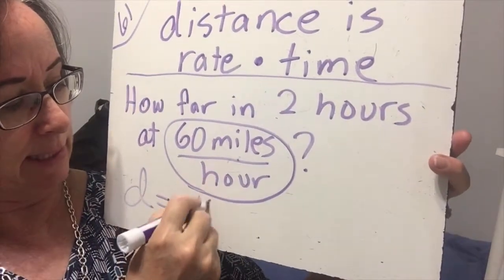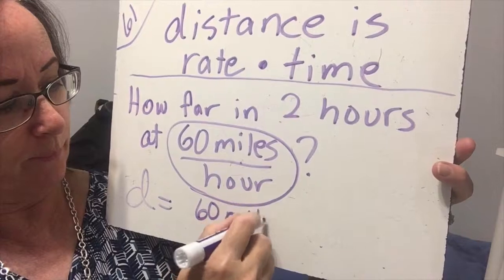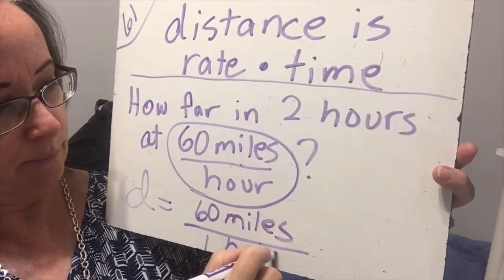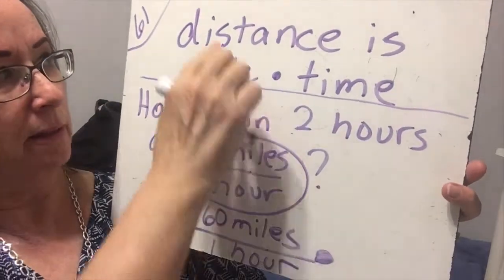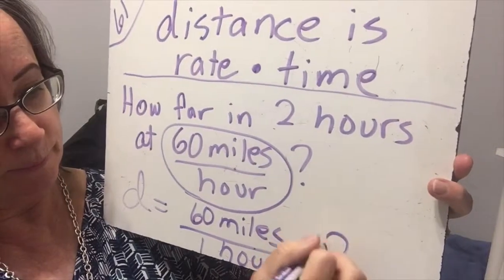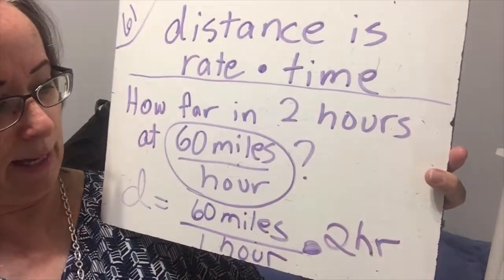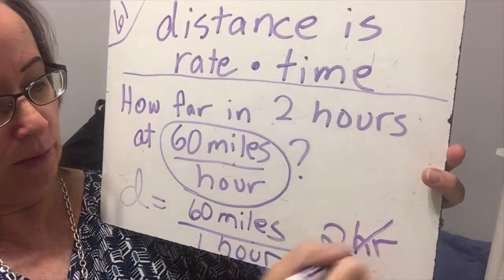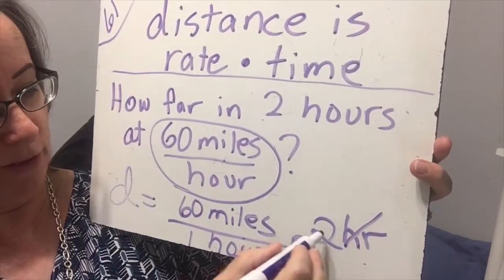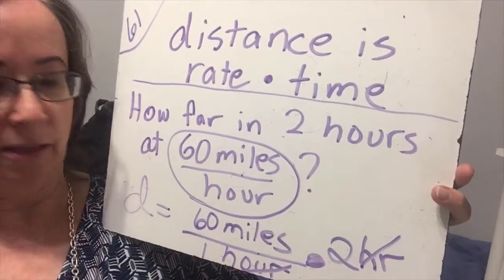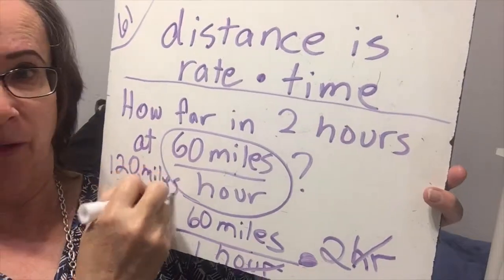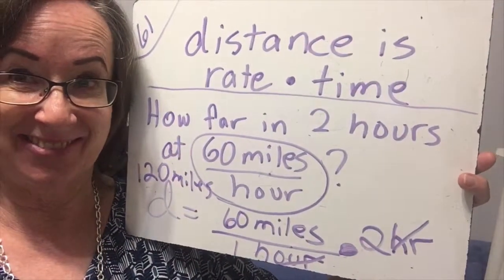So we'll say 60 miles in 1 hour, times, distance is rate times time, times 2 hours. Okay, so now guess what? The hours will cancel. Our units will cancel. So now we have 2 times 60 miles. So we're going to travel 120 miles would be the distance.